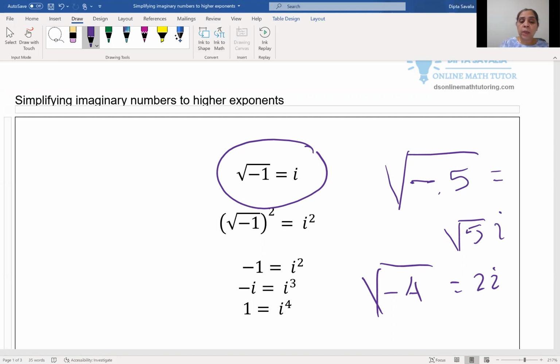If you square both sides, you will get i squared equals -1. Then you can multiply by i on both sides, you will get i cubed equals -i, and i to the fourth power is 1. So that's the pattern you will get. Let me show you by example.